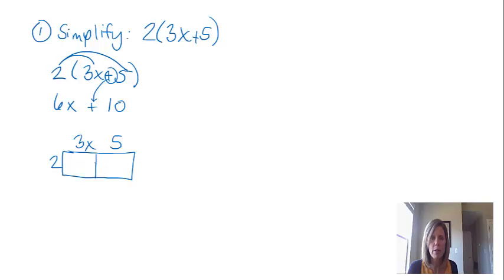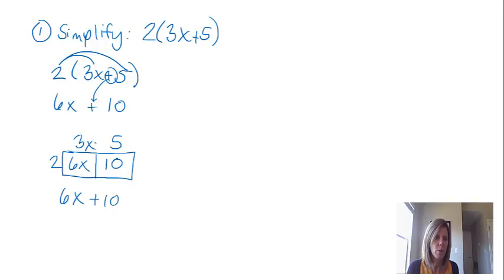If you've done Punnett squares at all in biology, it's kind of the same concept. We're going to fill in this box. It will be 2 times 3x, which will be 6x. And then in this box, it's going to be 2 times 5, which is 10. And then my answer will be still 6x plus 10. We cannot combine those because they are not like terms.